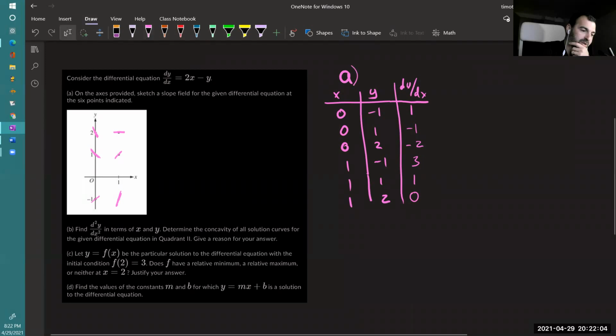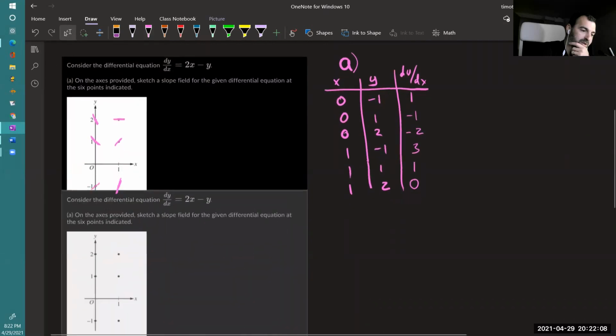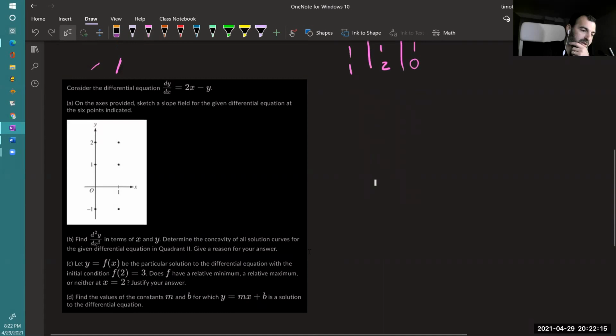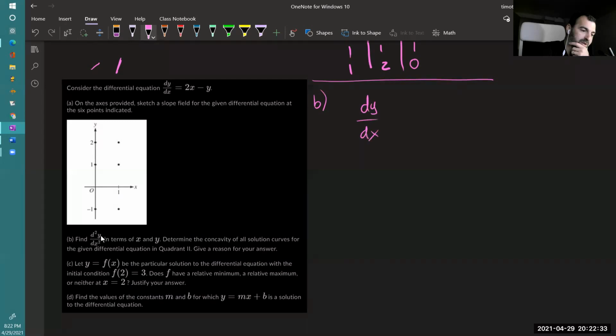All right, shall we? So I'm going to move down. I'll take this guy with me. Oh, I lost my slopes up there, but that's okay. Here we go. Find d2y over dx2. So you're being asked to find the second derivative here, okay? So this is part B. Find the second derivative. Well, I know that dy dx is 2x minus y.